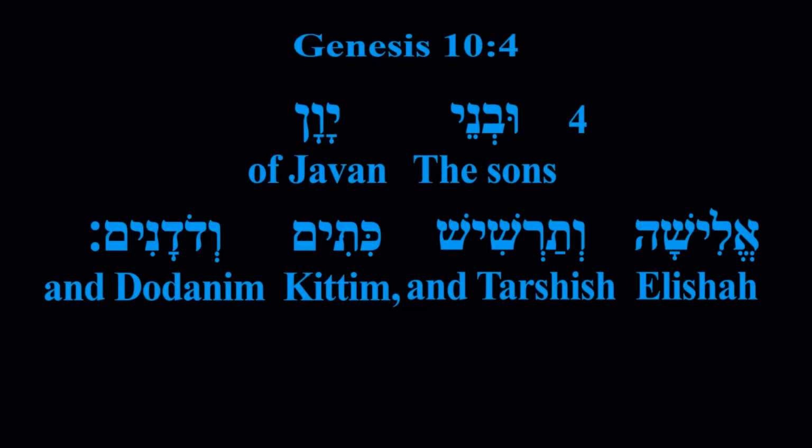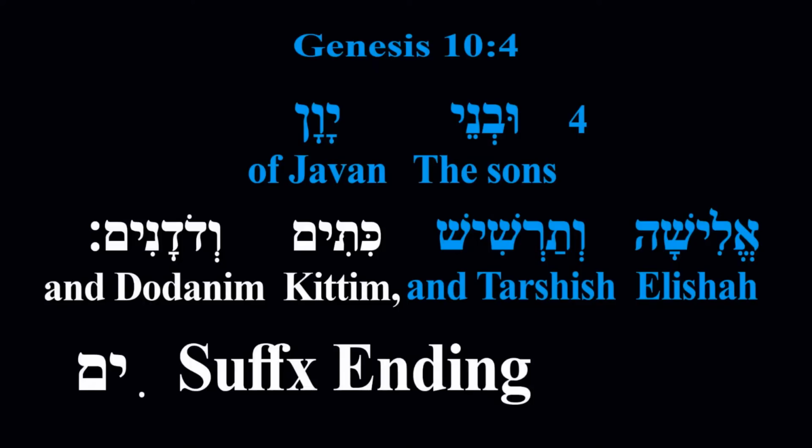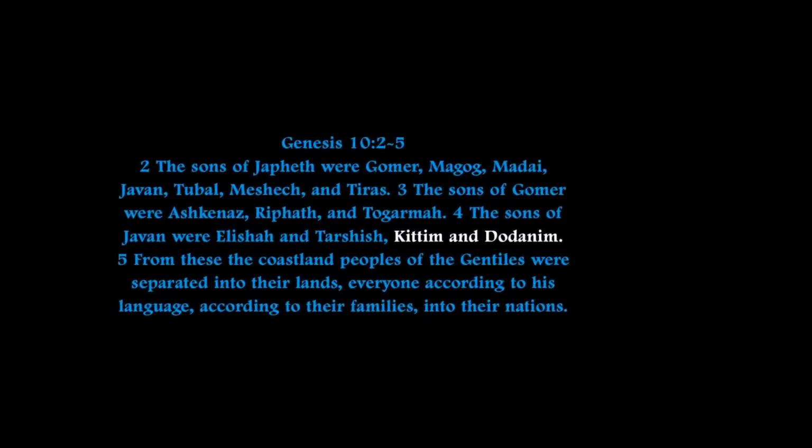But that's not all. Another reason the Kittim and Dodanim stand out is that they both have the same suffix ending, hirik, yod, and mem. That suffix indicates a plural number. The fact they are spoken of as plural people that inherit a nation means this came after the dispersion of people at Babel. Let's bring this back into the English translation.